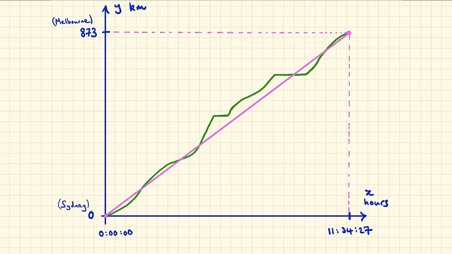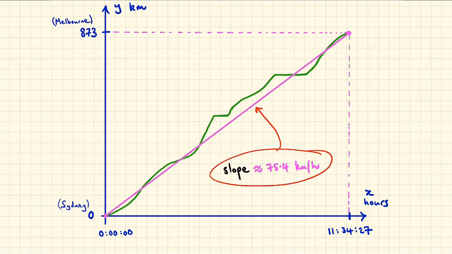We join the endpoints using a straight line and find its slope, which is 873 divided by just over 11.5 hours, which you can calculate to be approximately 75.4 kilometres per hour. This says that over the entire journey, my average speed was about 75 kilometres per hour.